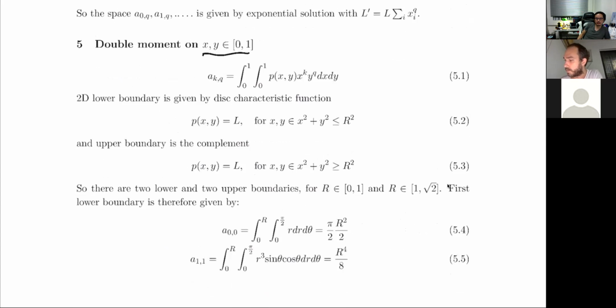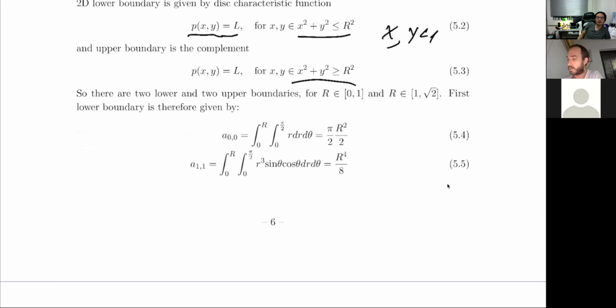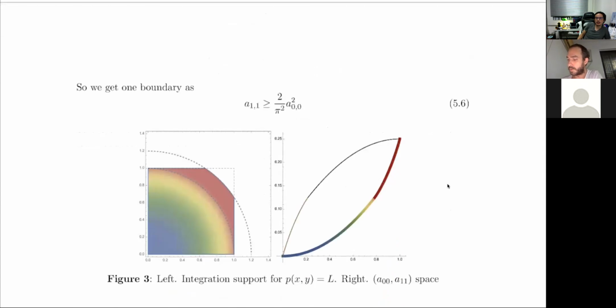And it's given when you have P of X and Y given to L by L in some disk like this. And then the upper boundary is given when you have basically outside the disk. And of course, you still have X, Y smaller than 1. So then the possible boundaries will look something like this thing here.